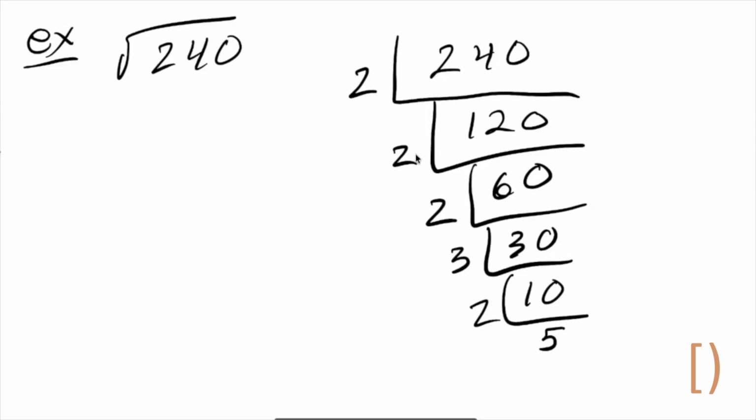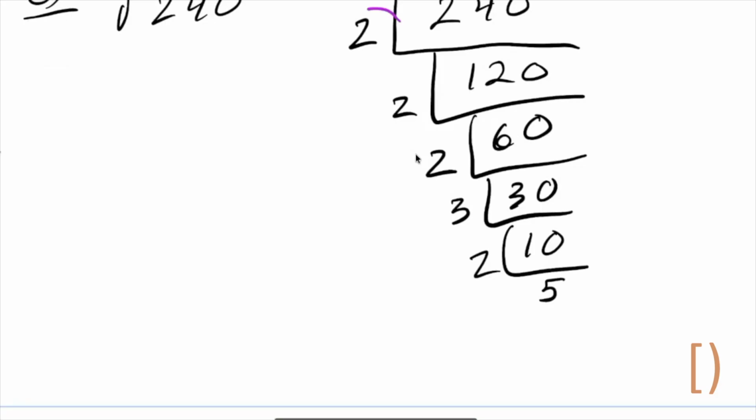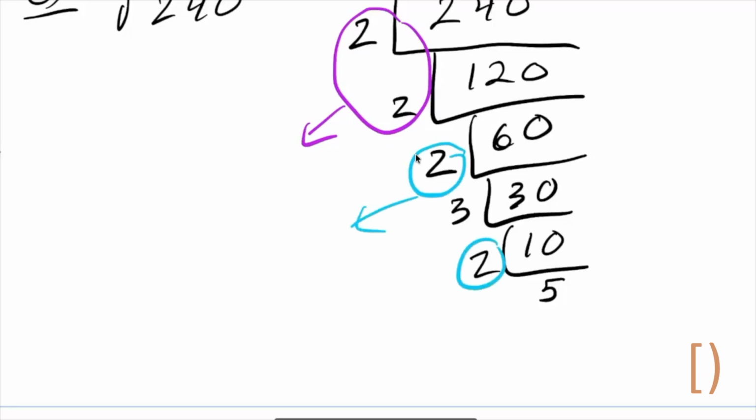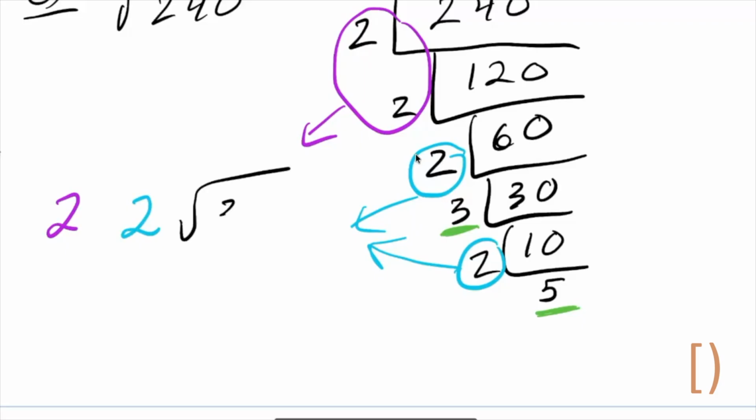Like that. Now again, I need pairs. So this pair of 2s comes out. There's a pair of 2s with this pair of 2s. That would come out also. Remember, they only make 1. And then these only guys are staying inside. So it's going to be like this. There's a 2 from the purple. There's a 2 from the light blue. And then all this other stuff is staying inside, the 3 and the 5.